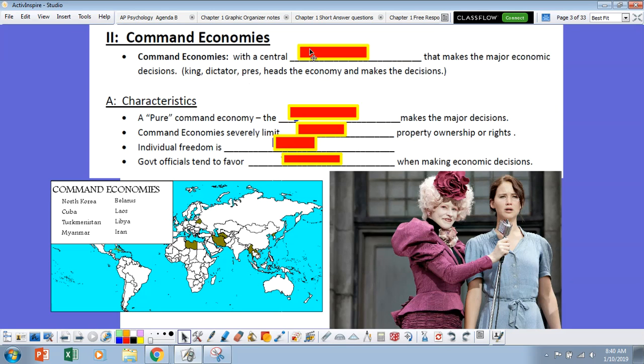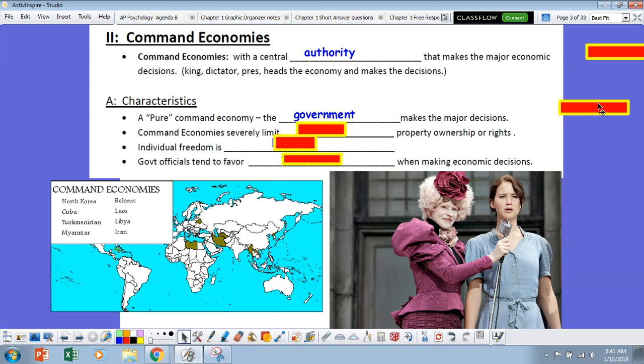Command economies. Command economies are economies that have a central authority. It makes major economic decisions, such as a king, a dictator, maybe some presidents. These are the people that are the head of the economy that make decisions. If you are familiar with movies like The Hunger Games, that might be an example of that. But characteristics: in a pure command economy, the government will make all the major decisions.